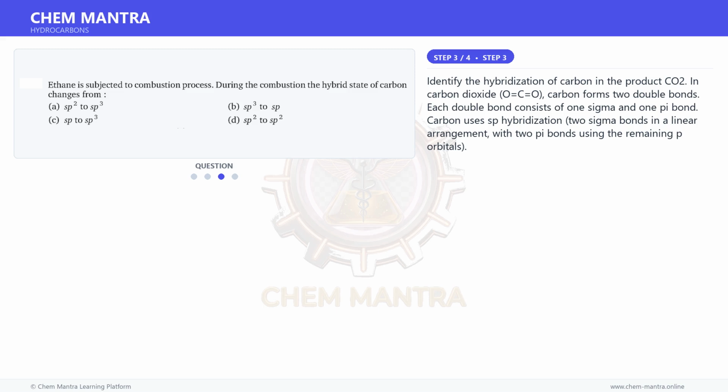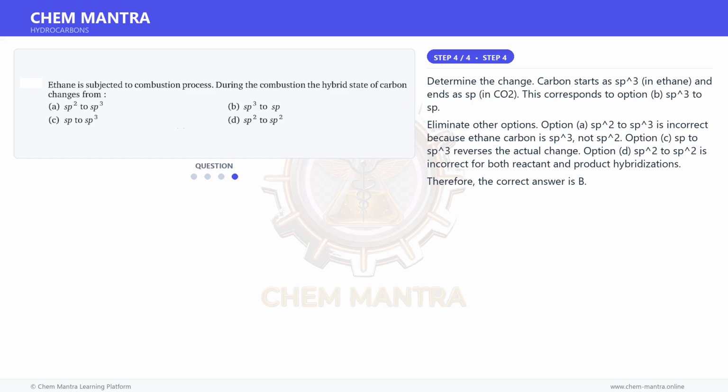Identify the hybridization of carbon in the product CO2. In carbon dioxide, O=C=O, carbon forms 2 double bonds. Each double bond consists of 1 sigma and 1 pi bond. Carbon uses sp hybridization for 2 sigma bonds in a linear arrangement, with 2 pi bonds using the remaining p orbitals.